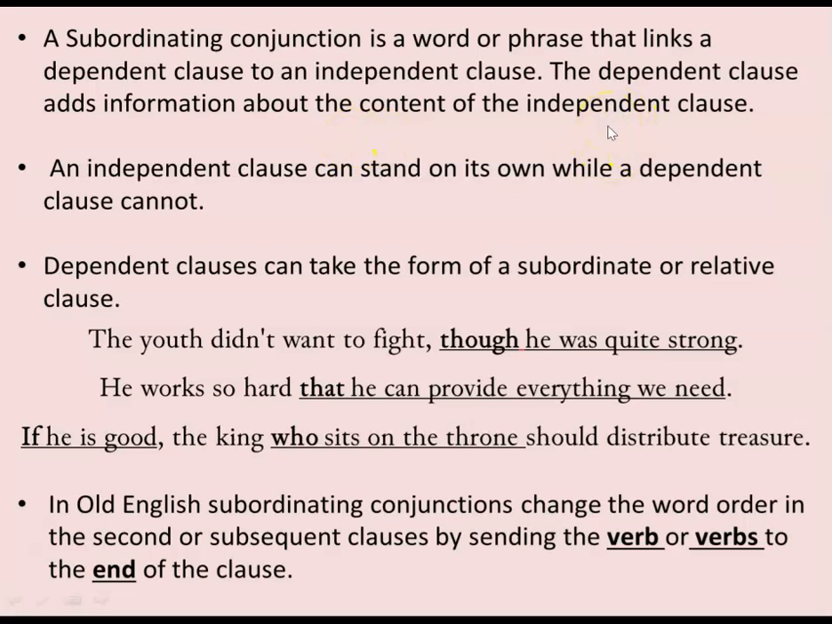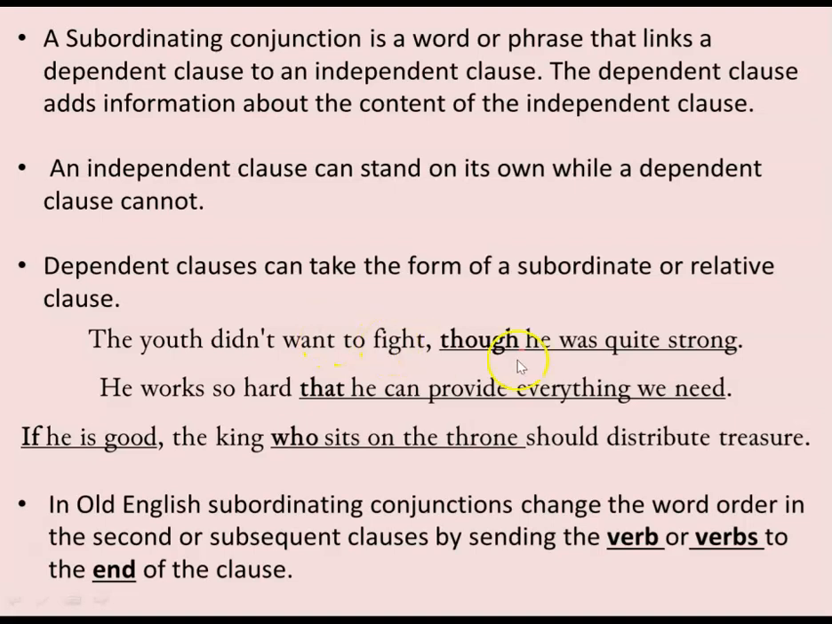Now, in the last video, we looked at joining independent clauses together. Now we're looking at joining an independent clause with a dependent one. So we want to add the dependent one on to the end, or add multiple dependent clauses on. An independent clause can stand on its own, while a dependent clause cannot. A dependent clause must be attached to an independent one, but an independent one doesn't need any attachments at all. Dependent clauses can take the form of a subordinate or relative clause.